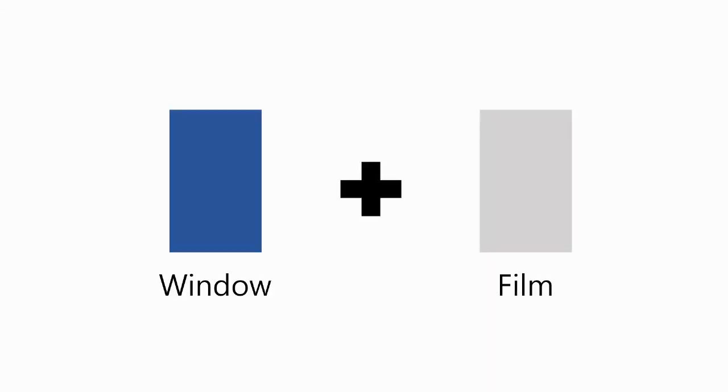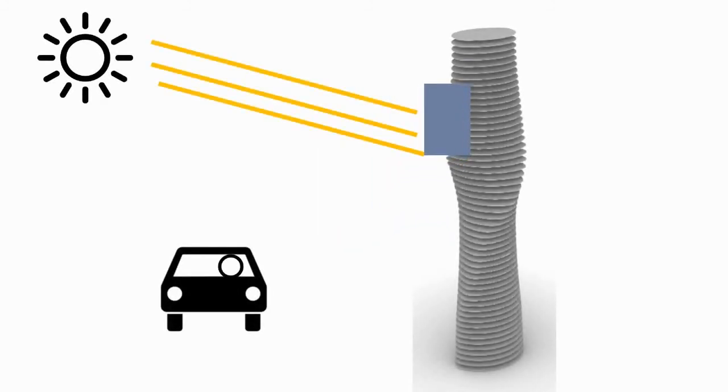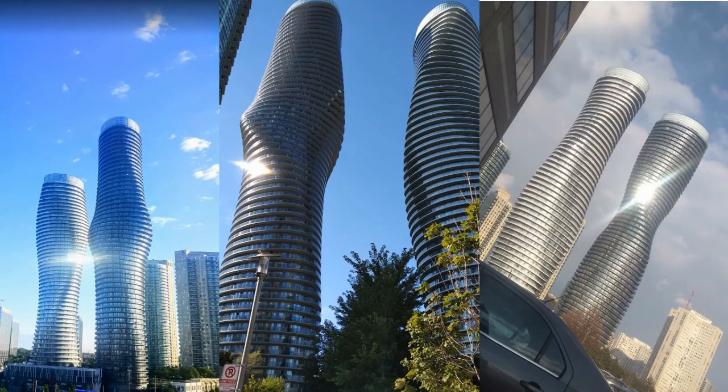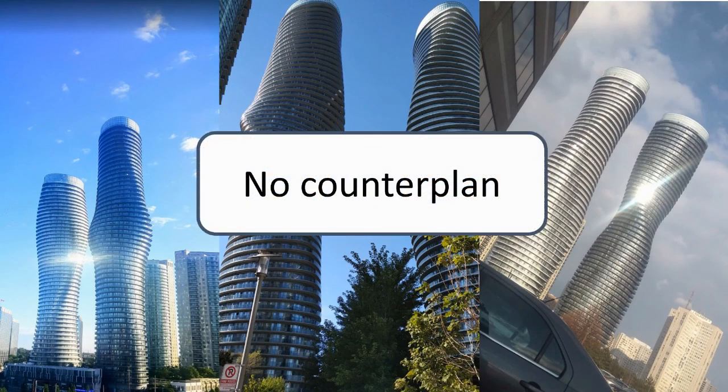So in general, film is used to solve light reflection. It is a principle of reducing light reflection by attaching a film to the window. In the case of the Absolute Tower, light reflection was very high. It may not have a countermeasure.